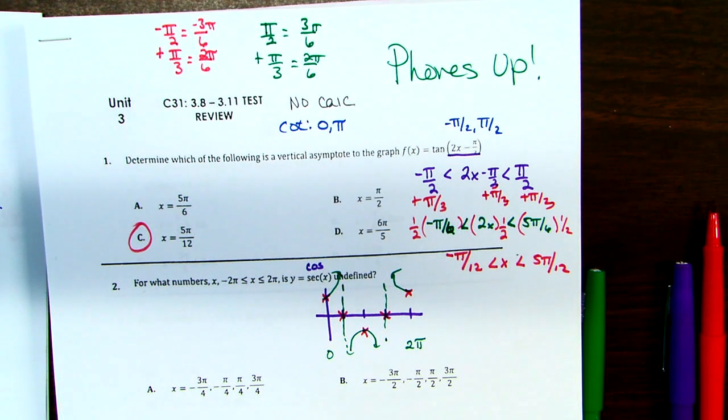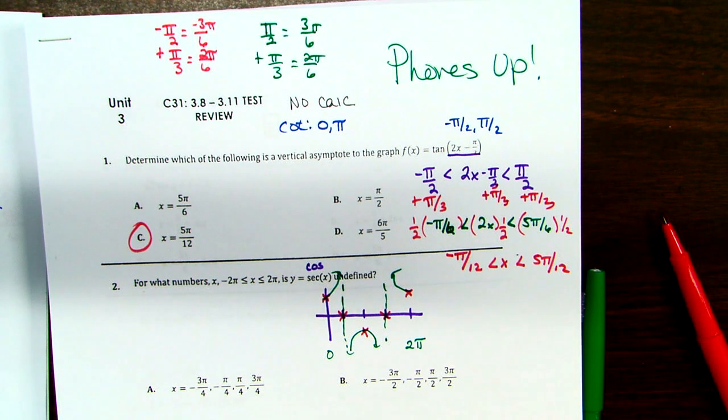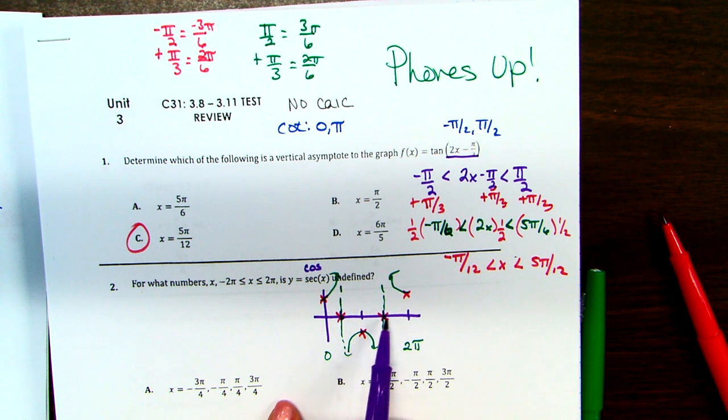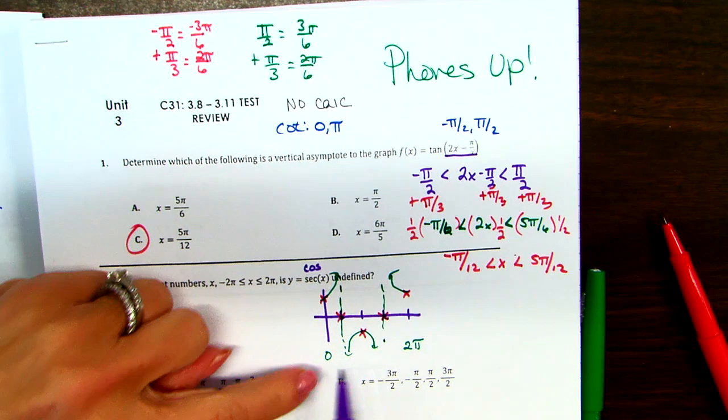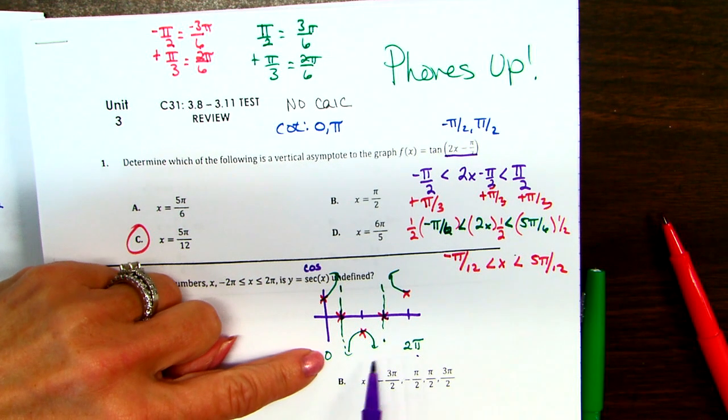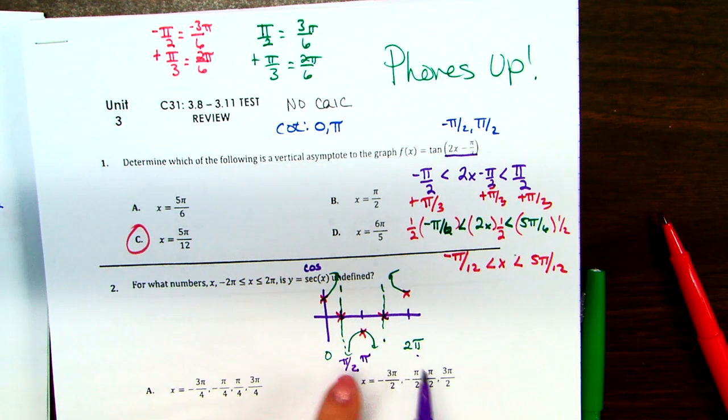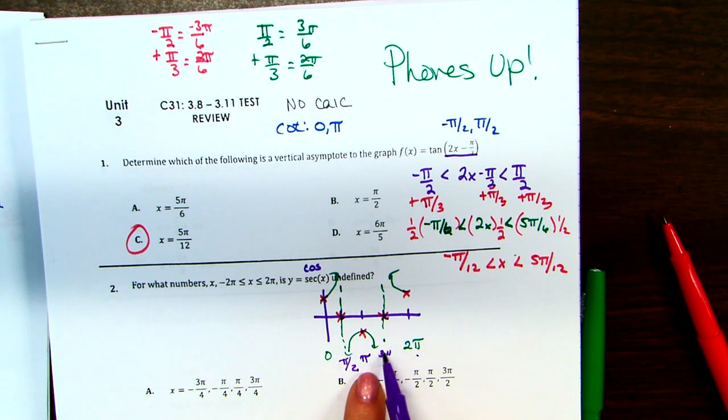That's where there's no point. You can't put a point there, so we block it by putting an asymptote there. So we need to know what these two angles are. So we're going from 0 to 2 pi. Right in the middle would be pi. And then in the middle of those two would be pi over 2. And in the middle of these two would be 3 pi over 2. So two of my angles are pi over 2 and 3 pi over 2.